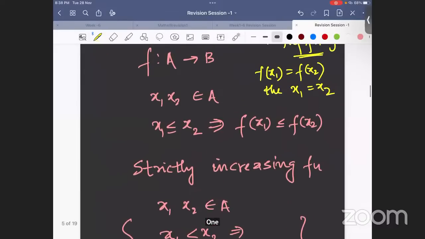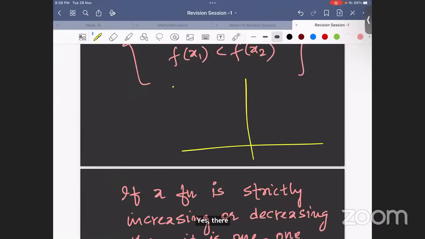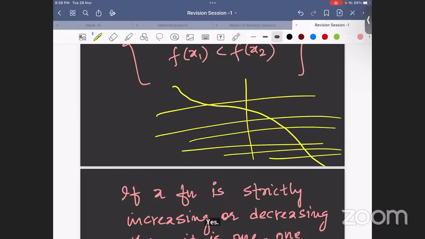Because for a strictly decreasing function also, you can imagine in your mind that if you are dropping a horizontal line, it will always be crossing at one particular point only, right? See, this is a decreasing function. If this is a decreasing function, you can drop any line, it will be crossing at only one point.